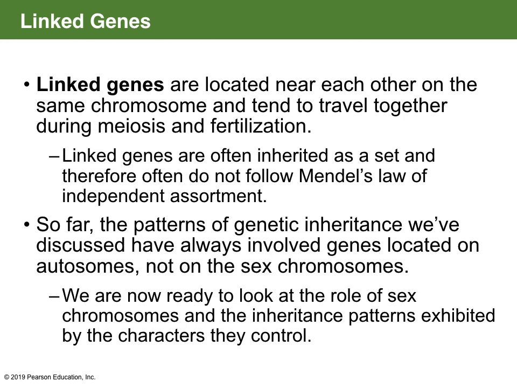And so we tend to see linked genes located near each other on the same chromosome travel together, because the odds of them getting divided are relatively low. So they're often inherited as a set and therefore kind of blow Mendel's law of independent assortment out of the water. Now, that's as far as you have to know, nothing beyond that.